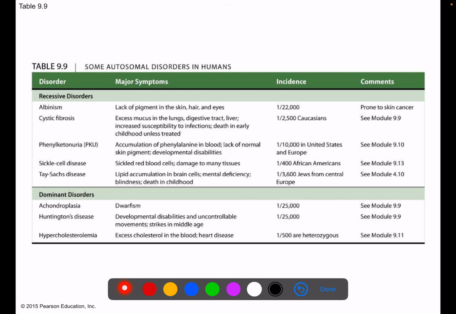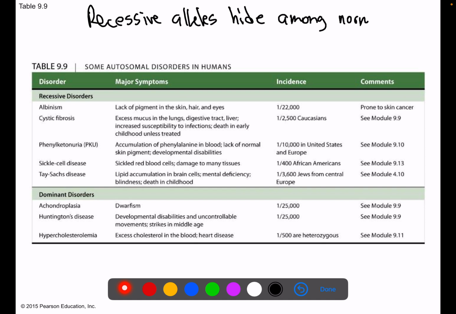The reason is twofold. There's 2 answers to this question. Recessive alleles are hiding among normal individuals. So they would be normal, healthy individuals. So that's one half of the answer of why recessive alleles are more common than dominant ones.